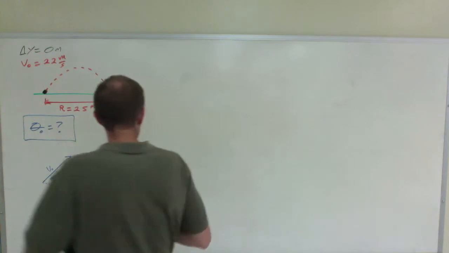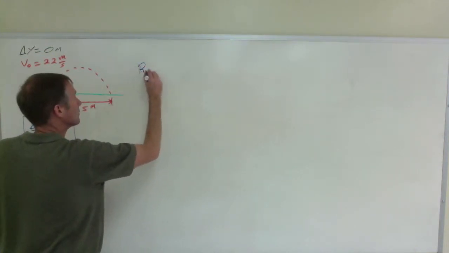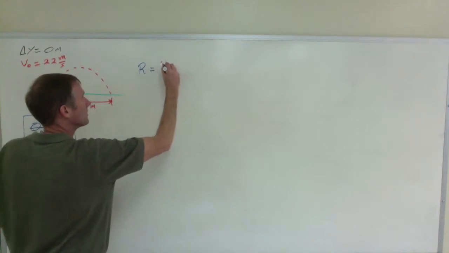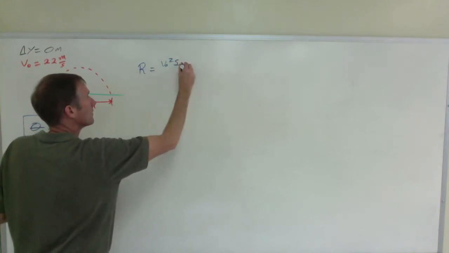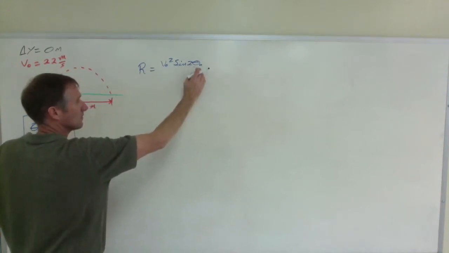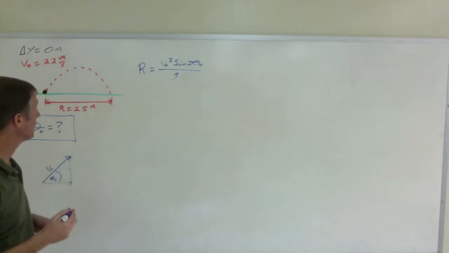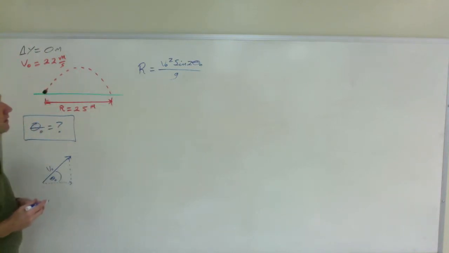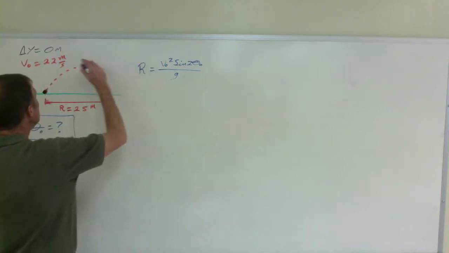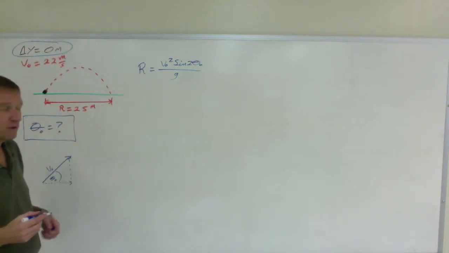So the equation we're going to use, we derived this in class, is this one. R equals V naught squared sine 2 theta naught, that's the launch angle, initial angle, all over G. Again, this is only valid when that's true. Never use it if that's not true.